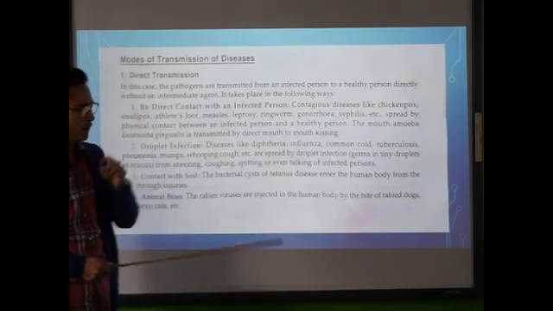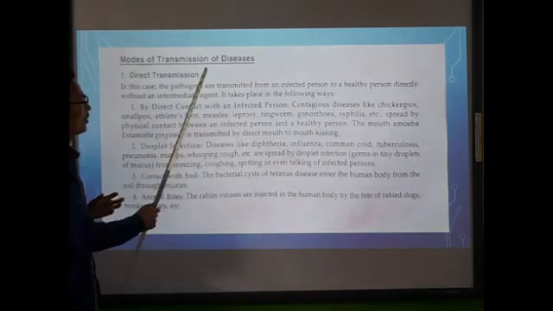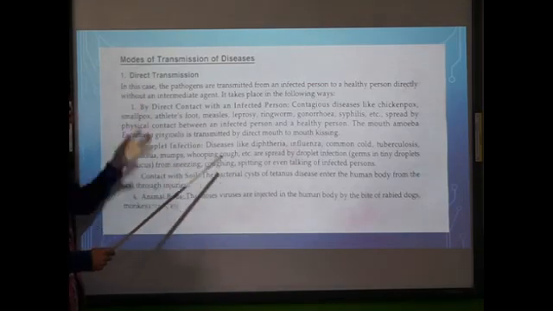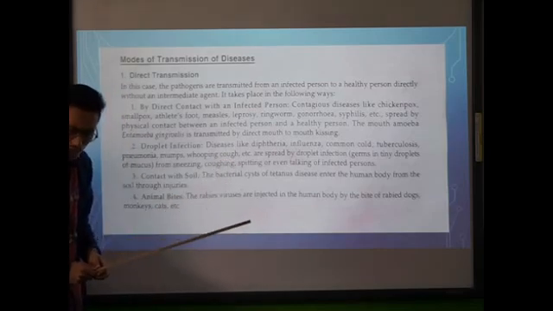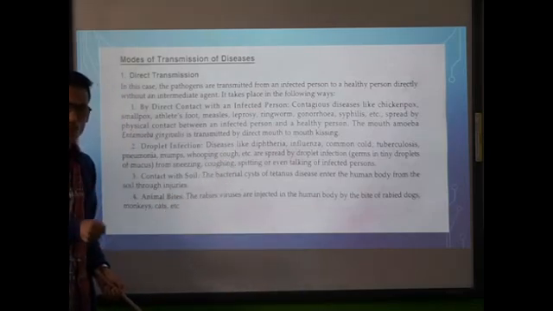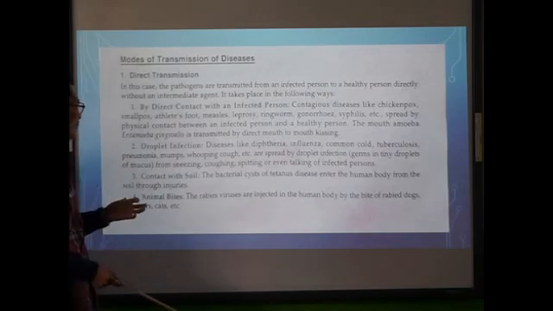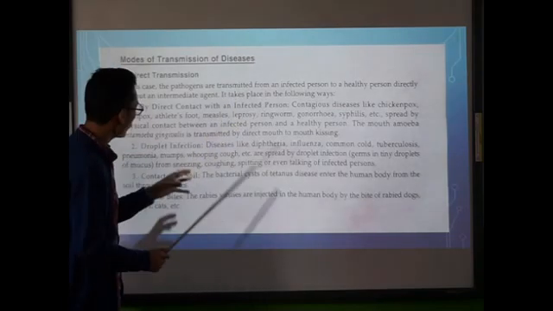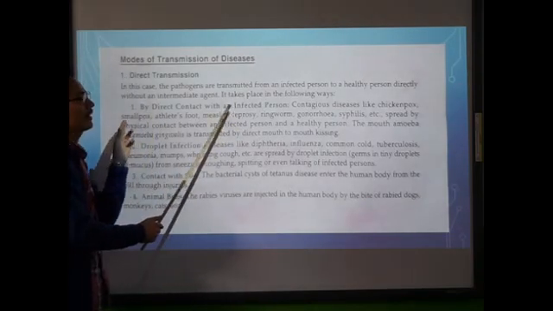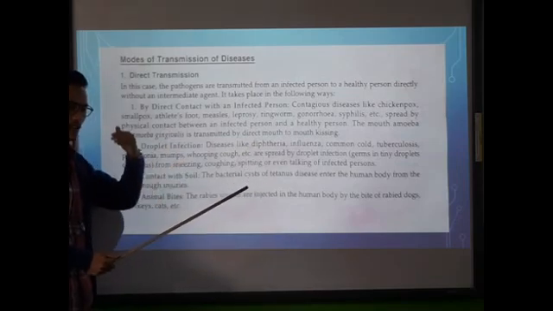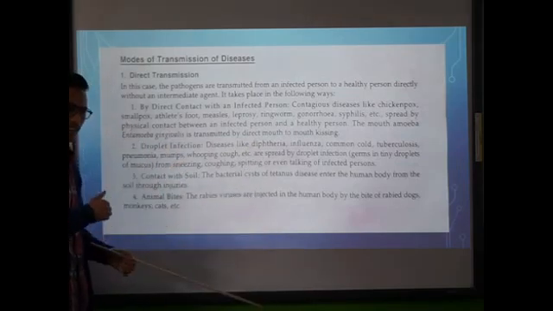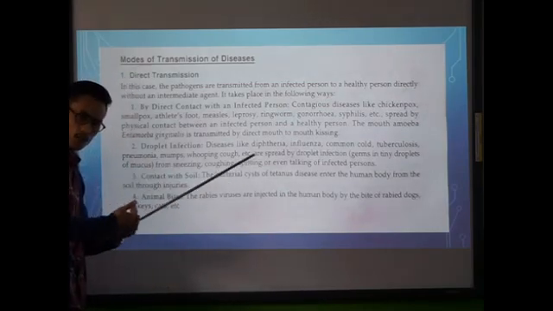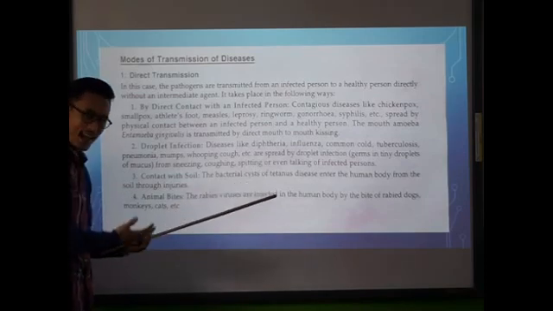So first one, we learn about the direct transmission of pathogens that cause a particular disease. So under direct transmission, the pathogens will be transmitted from an infected individual to a healthy individual without any intermediate agent. It works in the following way: by direct contact with an infected person. Whenever an individual is infected and a healthy individual comes in contact with that individual, then the disease will be transmitted. This is called direct contact.